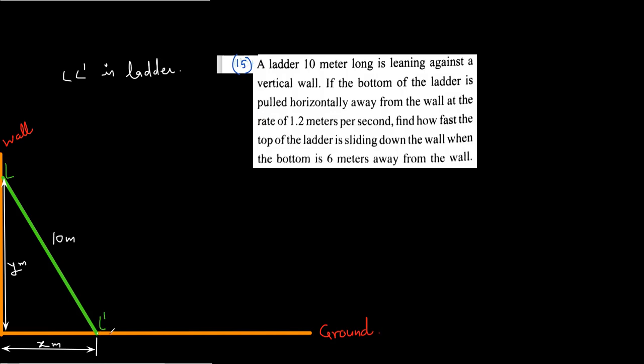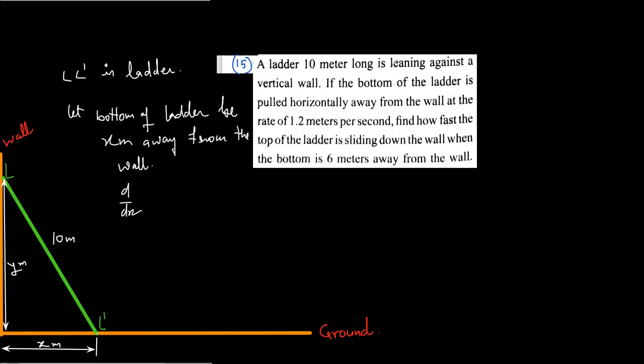So see, when I pull this L dash away from the wall, I'm changing x. Right, now I write here, let the bottom of the ladder be x meters away from the wall, right? So what I'm given is d by dt of x, the rate at which x is changing, which is 1.2 meters per second. Now, what are they asking? They're asking dy by dt.